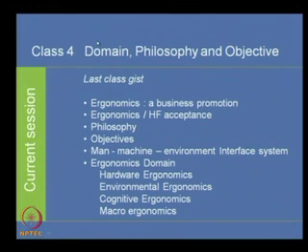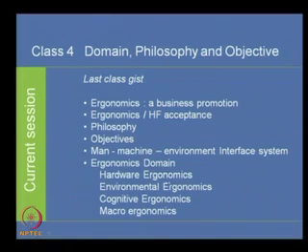Now, in this current session, first we will discuss the last class gist and ergonomics as a business promotion, ergonomics and human factors acceptance in general, the philosophy, the objectives of ergonomics, man machine environment interface system and ergonomics domains developed at different times and with different aspects, that is hardware ergonomics, environmental ergonomics, cognitive ergonomics and macro, that is organizational ergonomics.